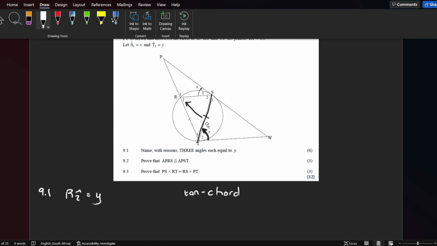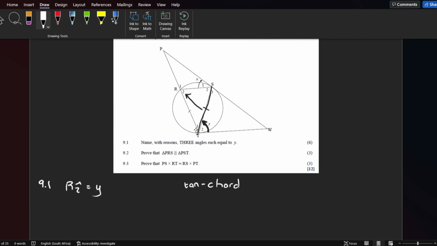Okay, then we know that ST and RT are equal, so therefore S2 and R2 are equal because of angles opposite equal sides. So S2 will be equal to R2, which equals Y, and the reason will be angles opposite equal sides. And they already gave us that those two sides are equal.